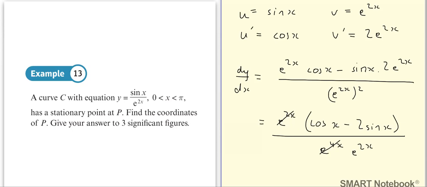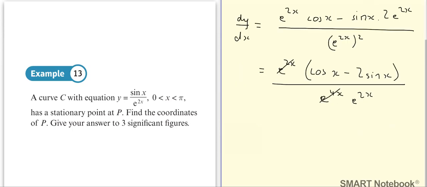Okay, so just check your answers. You should have had e to the 2x here in the denominator. Right, okay, so now, where is the gradient equal to 0? The gradient's going to equal 0 where dy by dx, or stationary point, is where dy by dx equals 0.